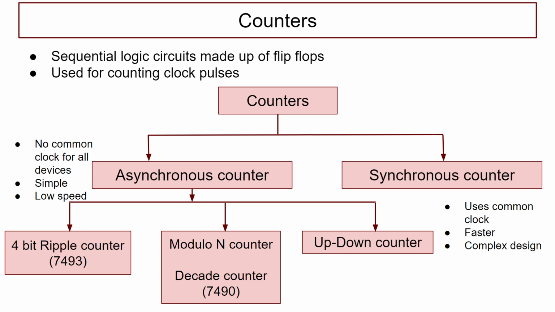Basically, we are going to focus on the 4-bit ripple counter and then the modulo n counter under the asynchronous type of counter, in which we will also learn how to design an up counter and a down counter, and the same thing is also applied to the synchronous counter.